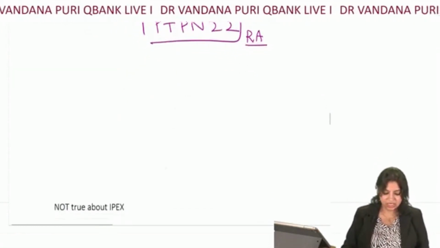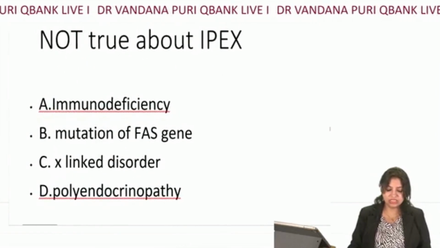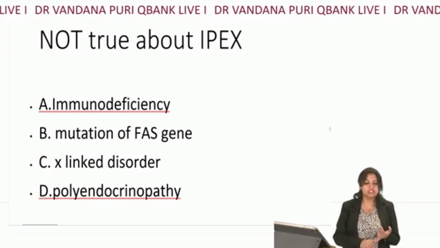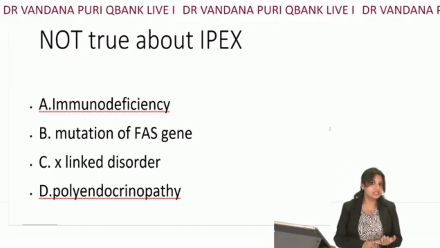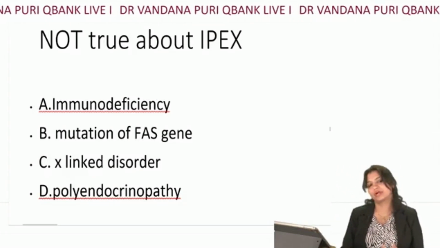Now, I told you I'll ask you a next question on IPEX. Answer this. Not true about IPEX: it's an immunodeficiency disease, it is a mutation of the FAS gene, it is an X-linked disorder, and it causes polyendocrinopathy. Quick. What is the answer?